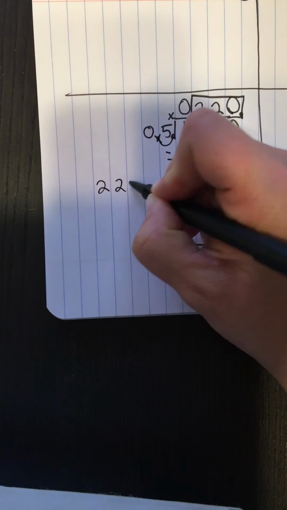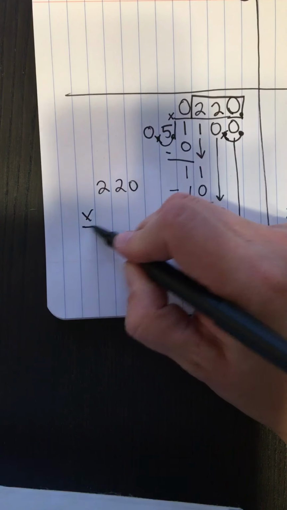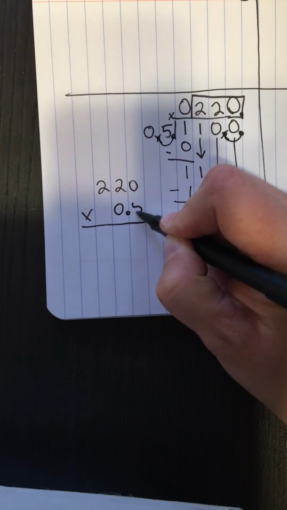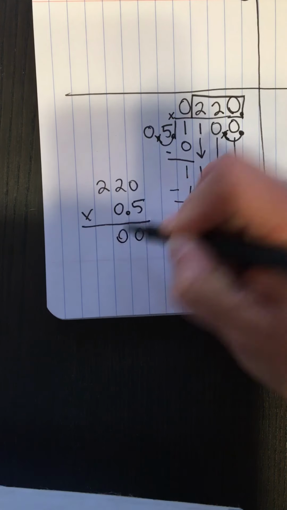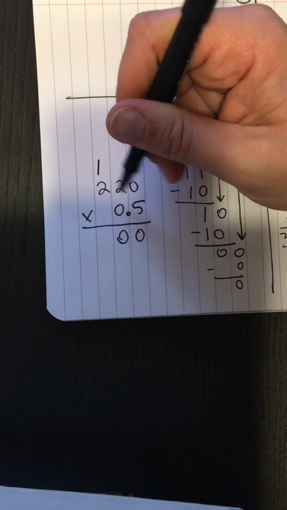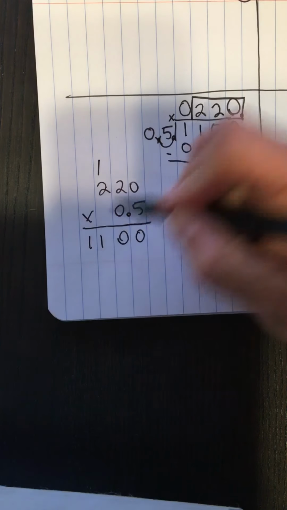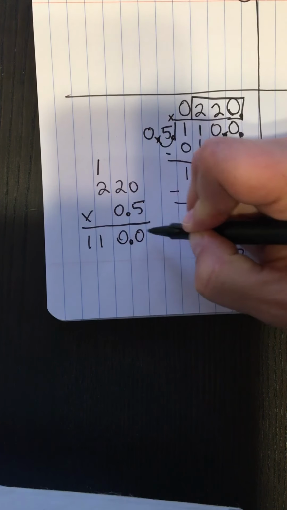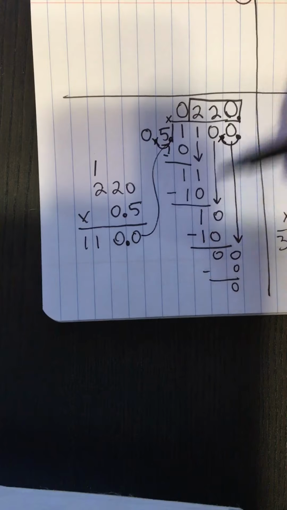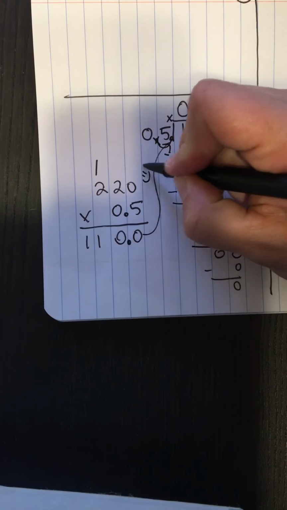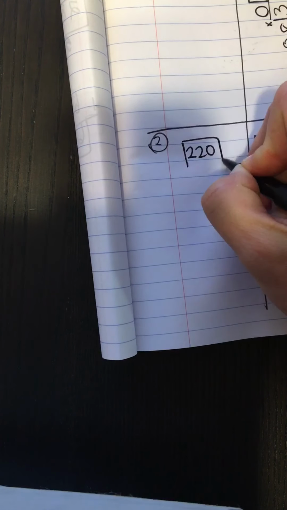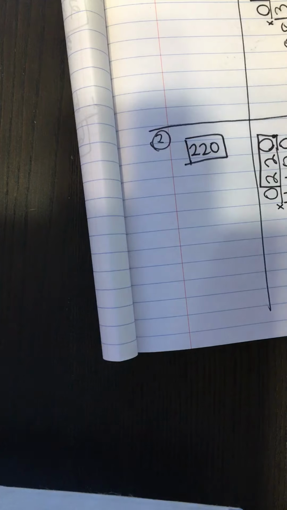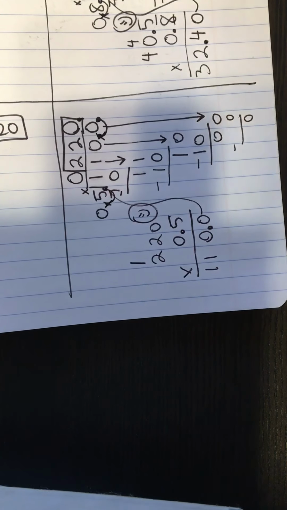So 220 times 5/10. 5 times 0 is 0. 5 times 2 is 10. 5 times 2 is 10 plus 1 is 11. 1 digit behind my decimal. Got back to my dividend. So that means my quotient was correct of 220. So I'll box that in. We have one final problem that we are going to do together.